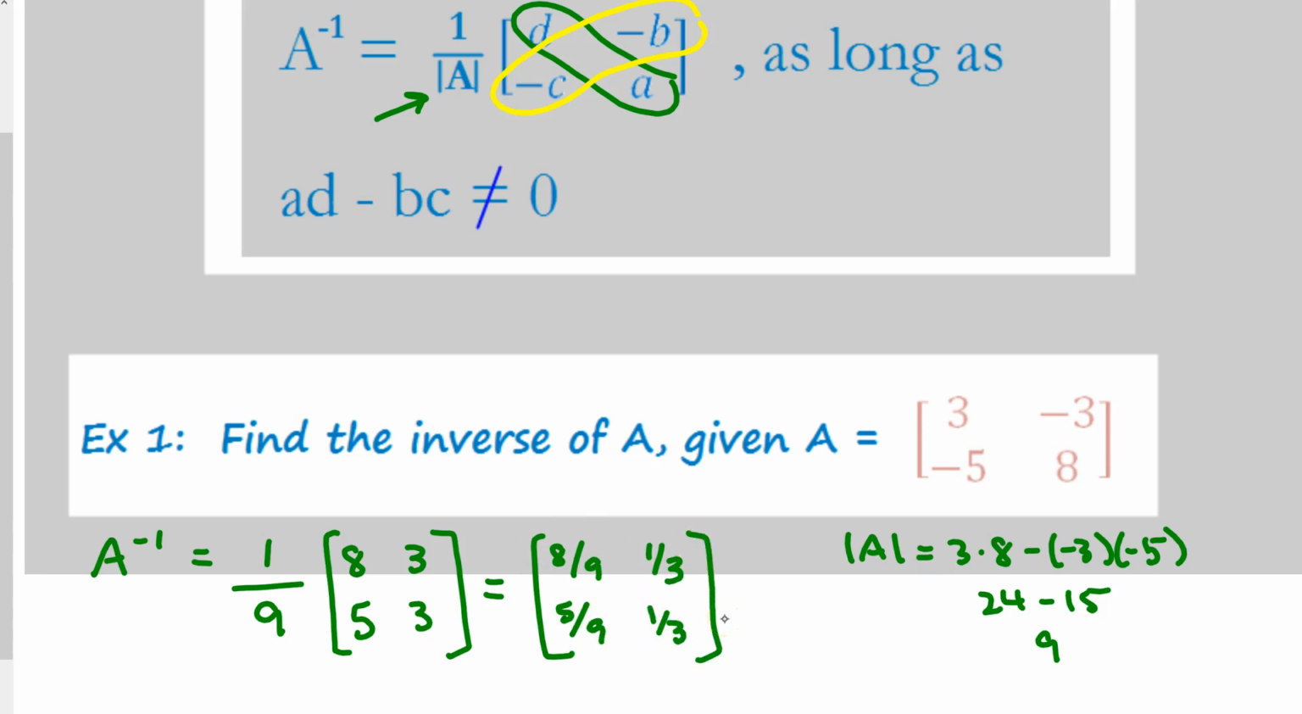Now suppose you want to check to see if that's really the inverse. What can you do? Well, you can take that answer, multiply it by matrix A, and see if you get the identity matrix when you multiply.